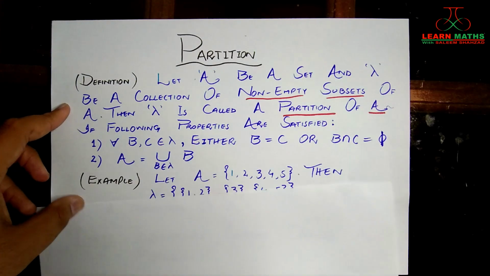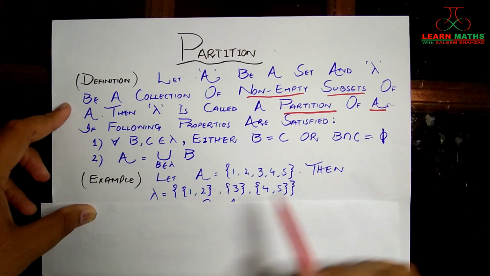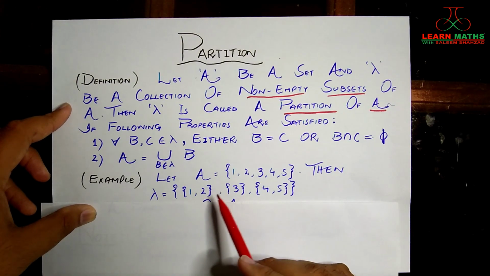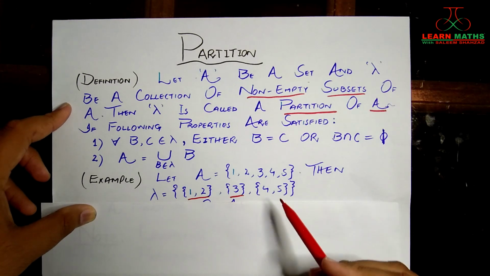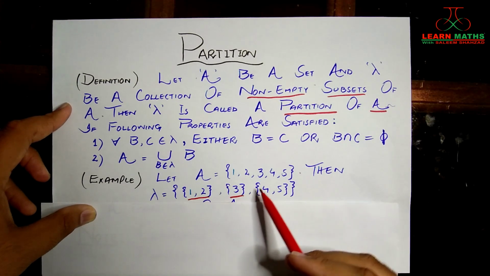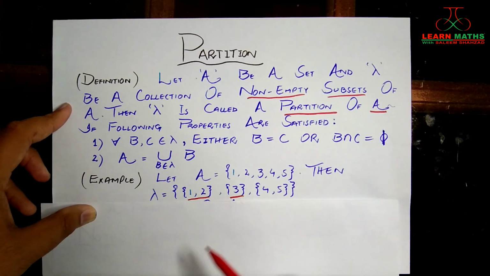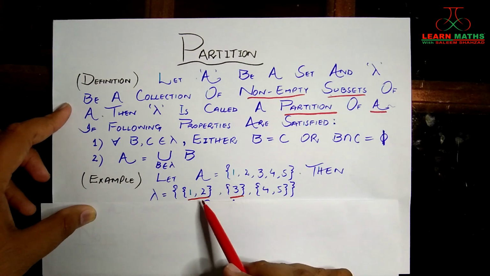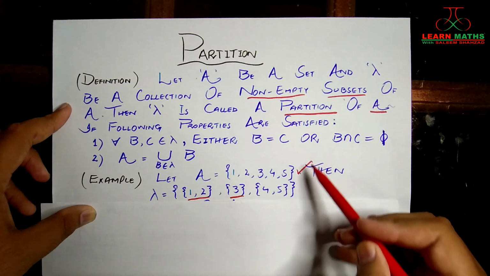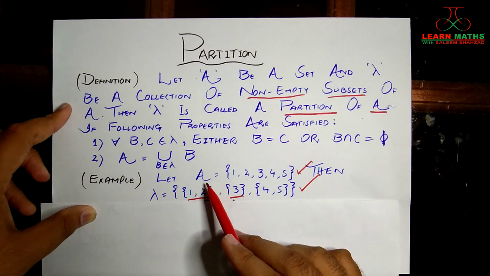Okay, and here I have an example for you. The set A consists of 5 elements: 1, 2, 3, 4, 5. Here we have a class of subsets which consists of 3 sets. The first one contains the elements 1, 2, the second one contains the singleton element 3, the third one contains 4, 5. It's very clear, if you take the intersection of any two of these, you will get phi. So the first condition is satisfied. The second condition, which says that their union should be the whole set A: if you take the union of these 3 sets, you will get A. So this class of subsets, the lambda, is a partition of this set A.